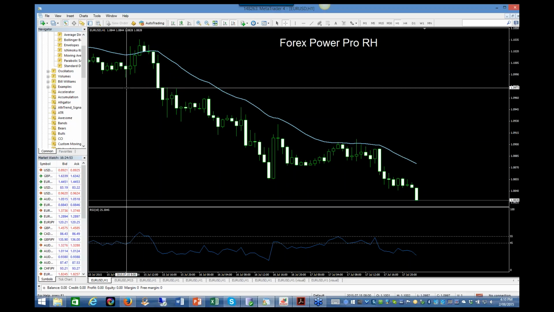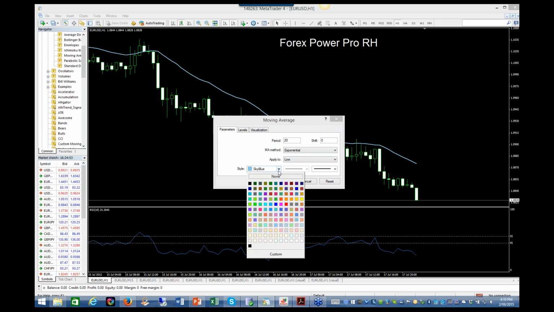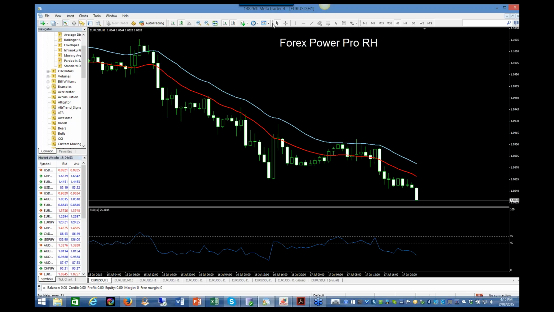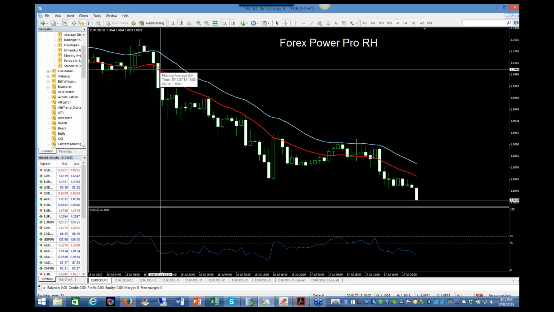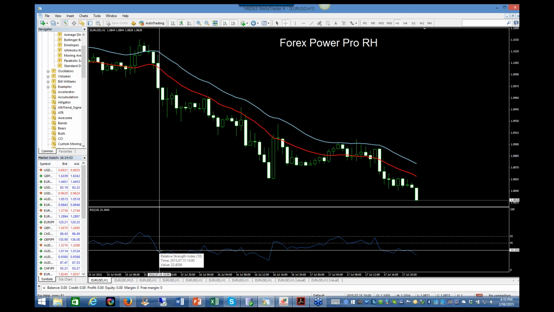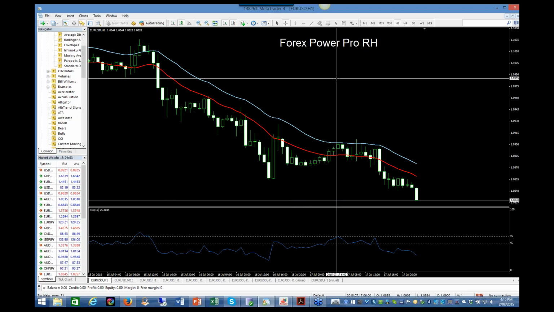That's for manual trading. To do a sell, we add a second moving average, still of period 20, still exponential, but we set it to the low, and so we'll give it a red color and click OK. And so for a sell, the signal is when price closes below the red line and RSI is below 45, we enter a sell, and that works quite well.